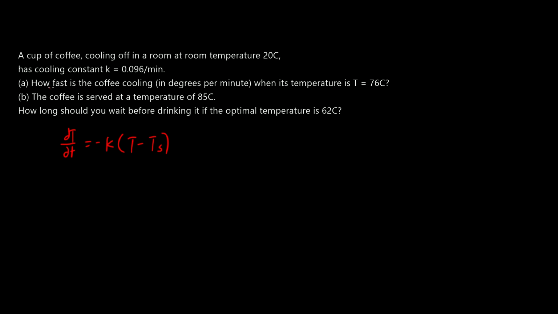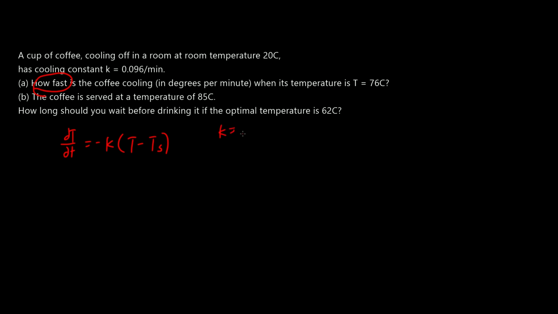So a keyword here is how fast. Notice how it's not looking for any temperature or anything like that. It just wants to know how fast. So for part A, you actually don't need to do anything in terms of solving an equation, because as we know, this is going to spit out a rate. So now all we have to do is plug in everything that we know.